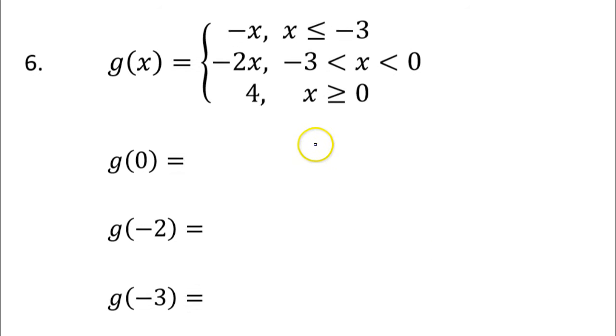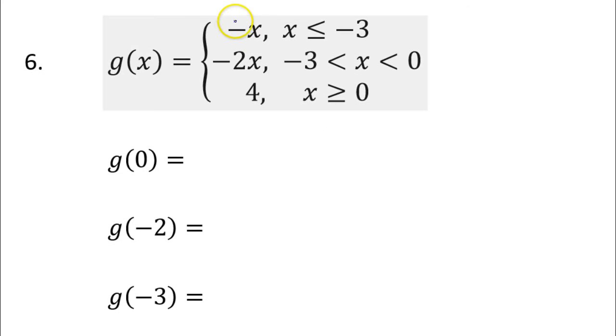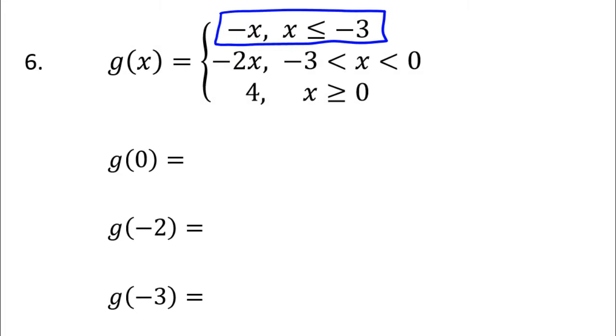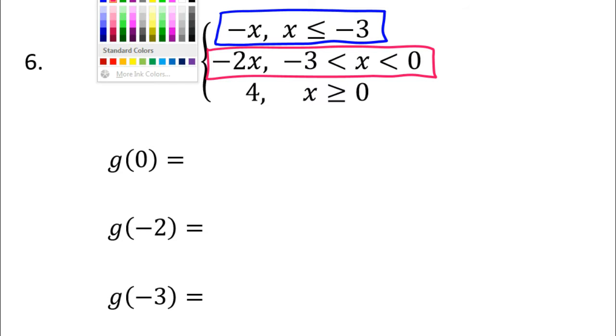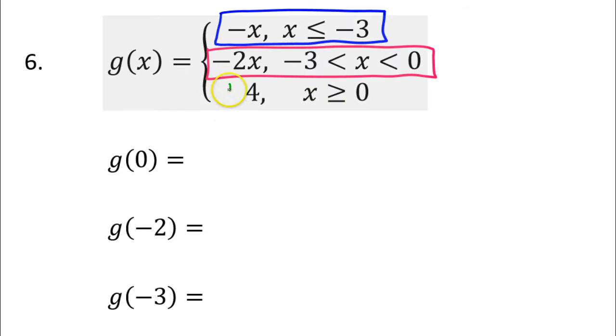Okay, for this one we have 3 pieces. We have this blue piece, and we have this pink piece, and we have this green piece. Ha, green piece. Save the whales. So, am I going to be using the blue, the pink, or the green?